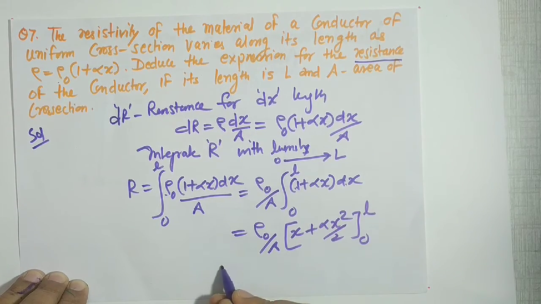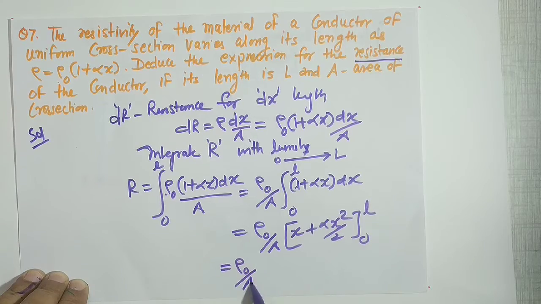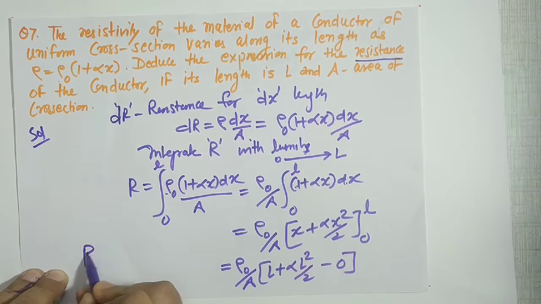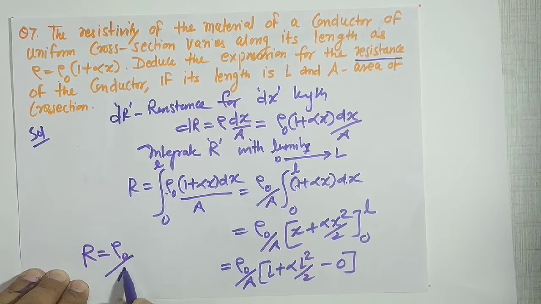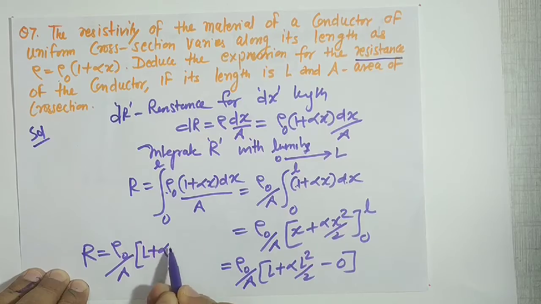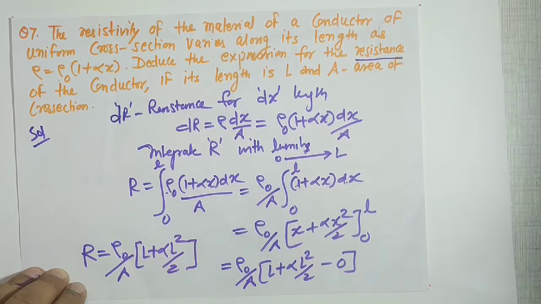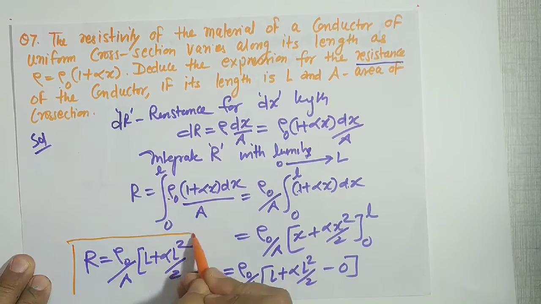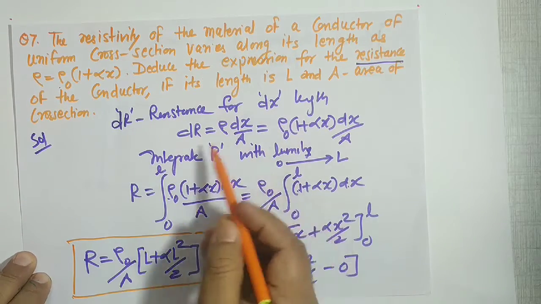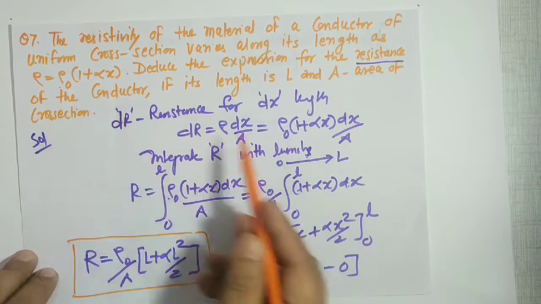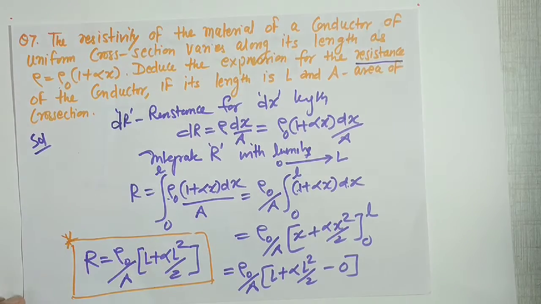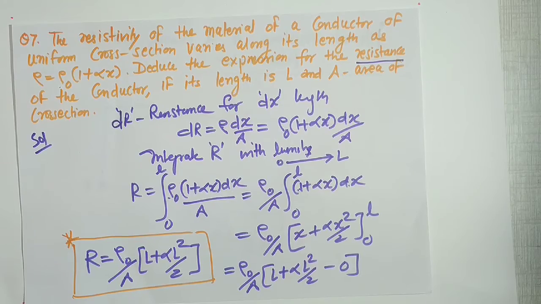Then upper limit minus lower limit. So rho naught by A, L plus alpha L square by 2, and minus 0. Finally, what is the resistance? It is rho naught by A times (L plus alpha L square by 2). This is the answer for this resistance. Got it? So very simple. dR resistance, we integrate it with the length. Rho is the function, resistivity given. We integrated it, we got this resistance. So this is question number 7.